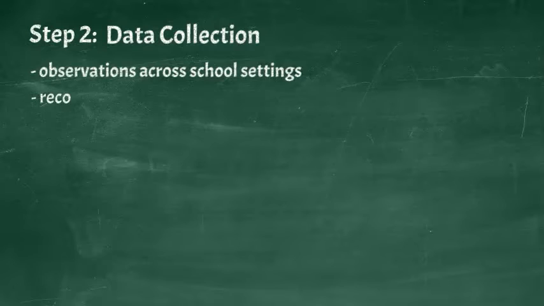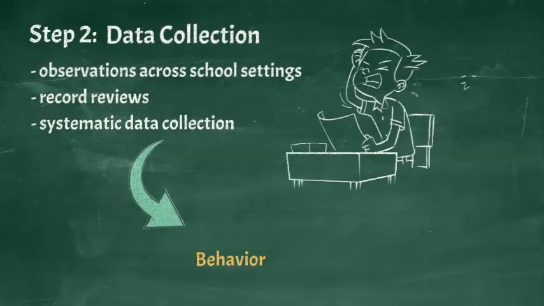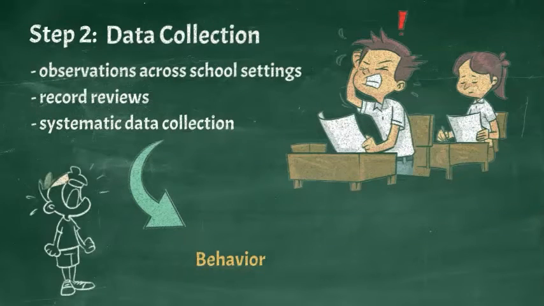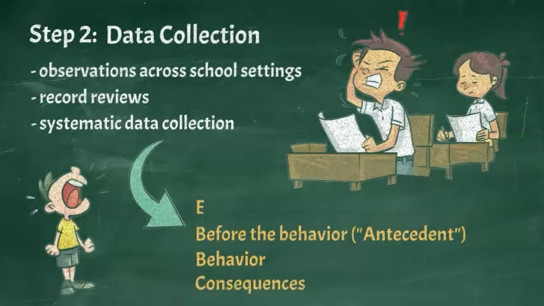Step 2. Collect information on the specific problem behavior through observations across school settings, record reviews, and systematic data collection that includes when and where the behavior occurred, who was present, how often and for how long it occurred, what happened just before the behavior started, what happened after the behavior stopped, and what were the consequences. Consequences include the immediate reactions of staff and other students, not just behavior consequences.